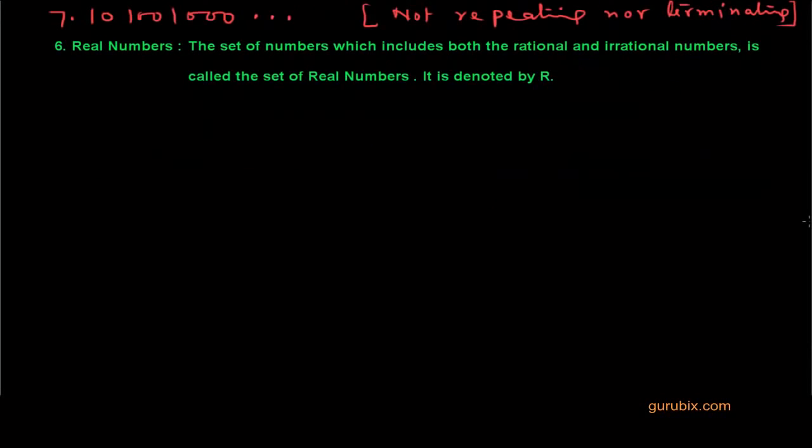Now we are ready to understand real numbers. A real number is the set of numbers which includes both rational and irrational numbers. We denote it by capital R. The set of real numbers is the set of all rational numbers, which is denoted by capital Q, and the set of irrational numbers, which is denoted by capital T.